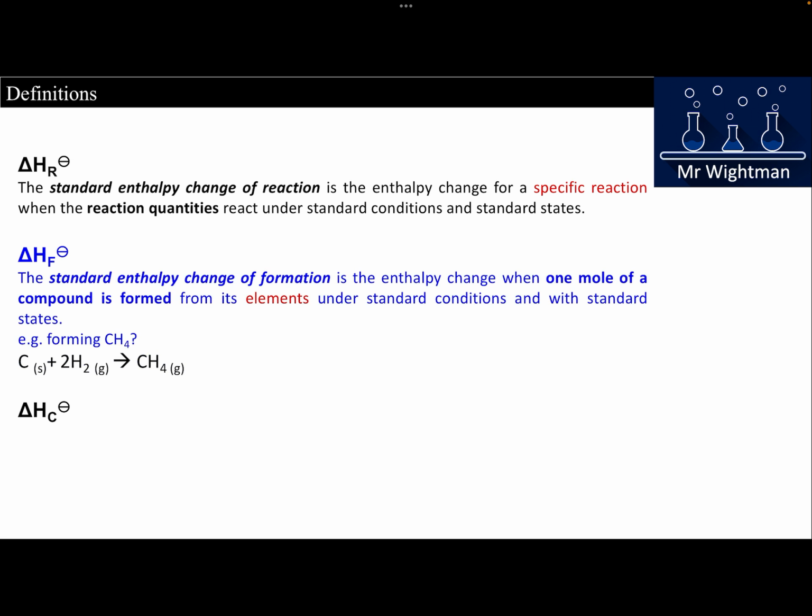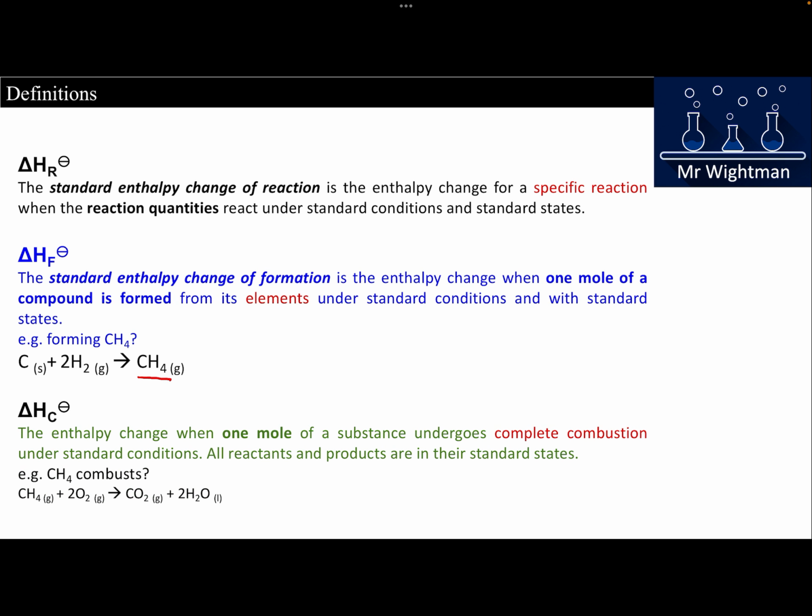Enthalpy change of formation is when you form 1 mole of a compound from its elements under the standard conditions and their standard states. So, for example, forming methane, enthalpy change of formation for methane would be carbon plus 2 moles of hydrogen making 1 mole of methane. So per mole of methane formed, if you had a value for delta HF. Delta H combustion, if you were combusting methane, then that would be per mole of fuel of methane when it combusts. So it's per mole of reactant, whereas formation, for example, is per mole of product formed.